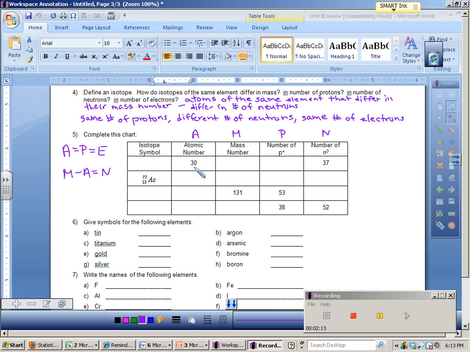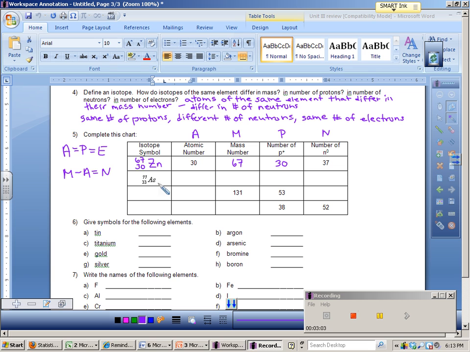If we start with atomic number of 30, we know we also have 30 protons. If we know we have 30 protons and 37 neutrons, we add those together and get 67 for our mass number. That allows us to now do our isotope symbol. Recall that our isotope symbol has mass number on the top, 67, atomic number on the bottom, 30. We would go to our periodic table now, look up atomic number 30, and find out that is the element zinc, capital Z, small n.